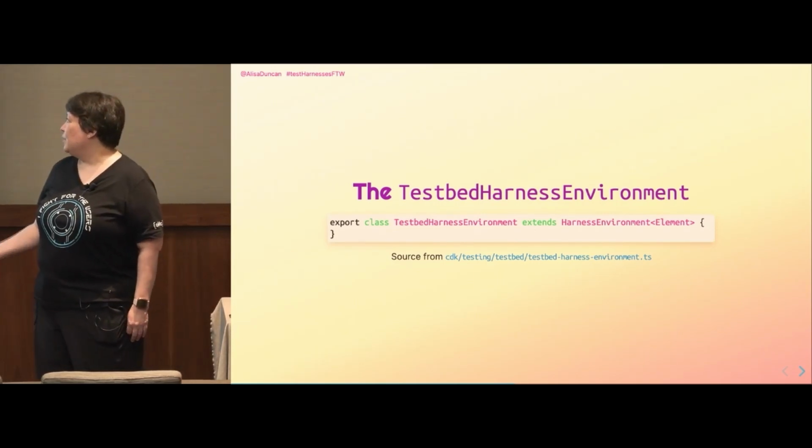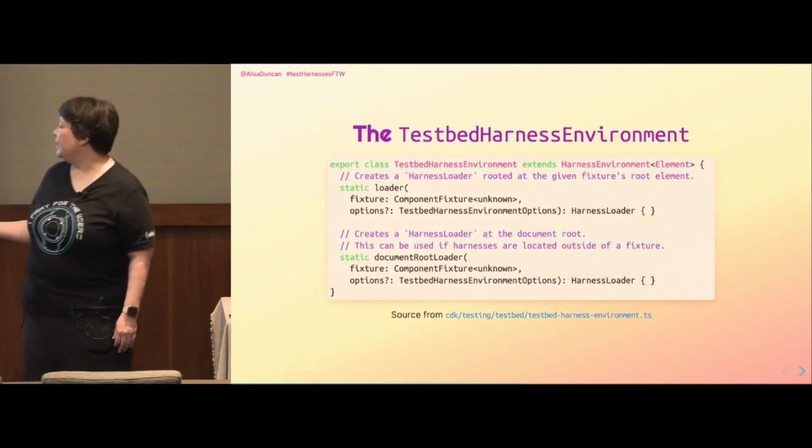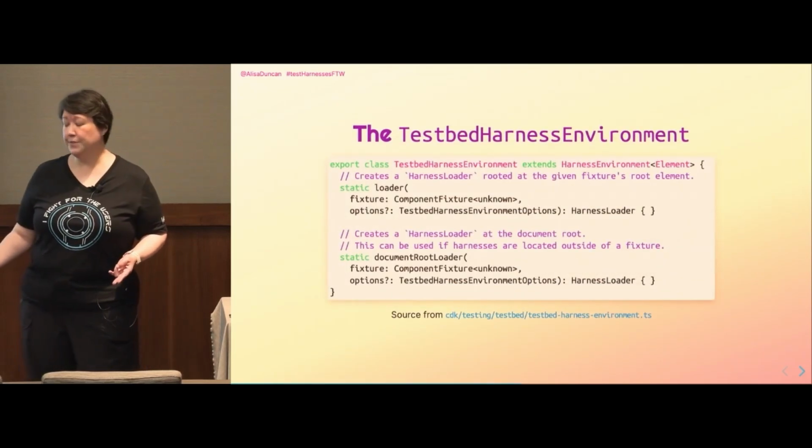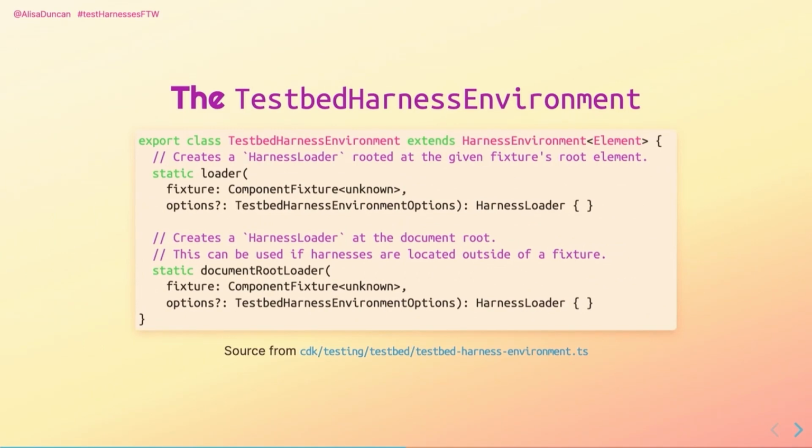So the TestbedHarnessEnvironment extends from HarnessEnvironment, and it has two different methods to create harness loaders. We use the first one, which is loader, and it creates a harness loader that is rooted at the fixture's root element, so we can look within the component. It also has another option to create a document root loader. And this creates a harness loader rooted at the document's root, and is particularly useful if you have an overlay or something that you need to access outside of the component that you're testing. You can also have more than one harness loader if your test requires that sort of setup.